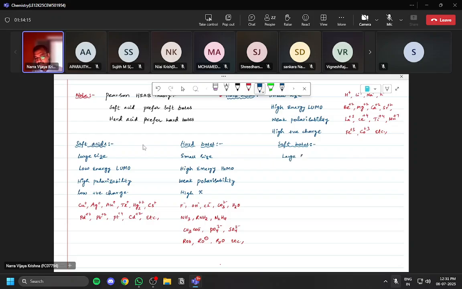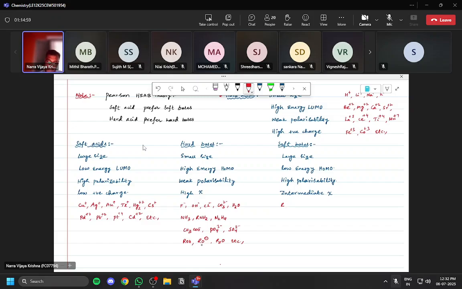Large size, low energy HOMO, high polarizability. Intermediate electronegativity. Example, hydrazine, NH2 bond NH2. Ethers: dimethyl ether (CH3)2O, diethyl ether (C2H5)2O.